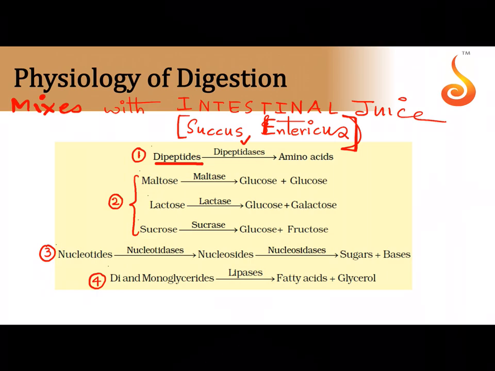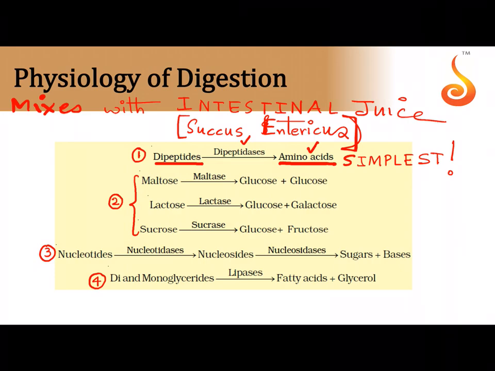Now there is an enzyme called dipeptidases or aminopeptidases which are present in the succus entericus, which break down dipeptides into simplest units which are called amino acids, and these are the most basic building blocks of proteins. See, successfully complex has become broken down into the simplest unit. That means the goal of digestion has been accomplished, isn't it?